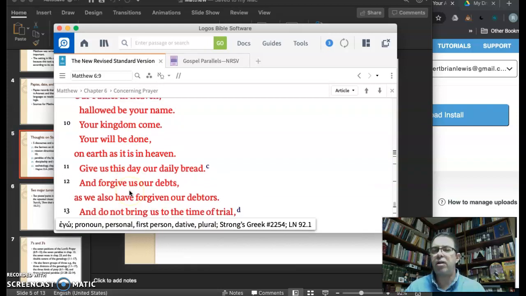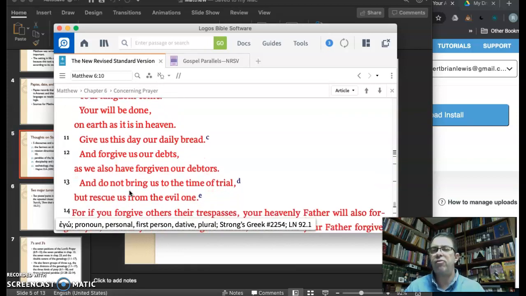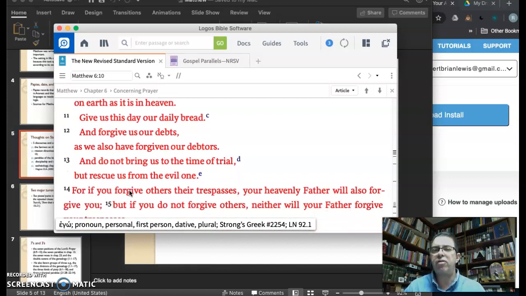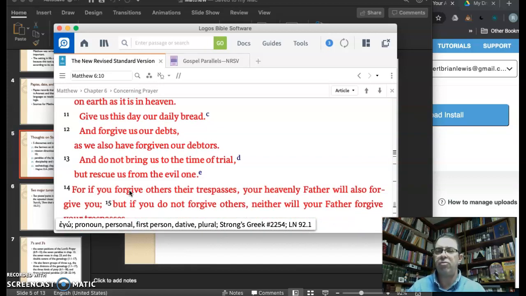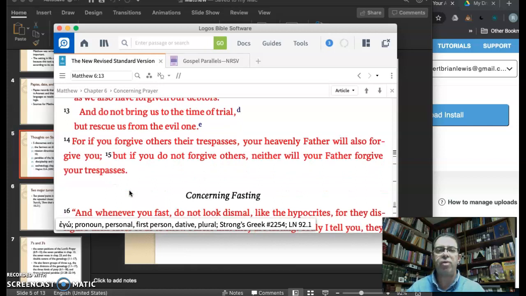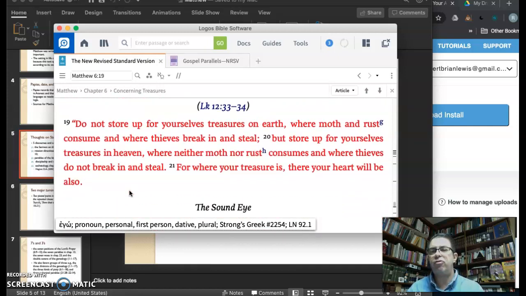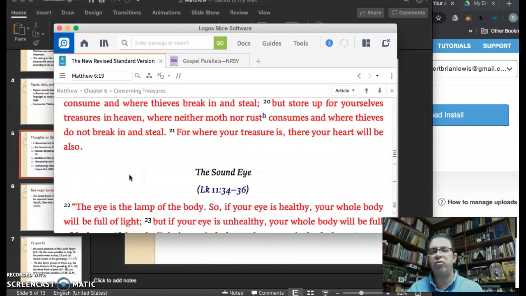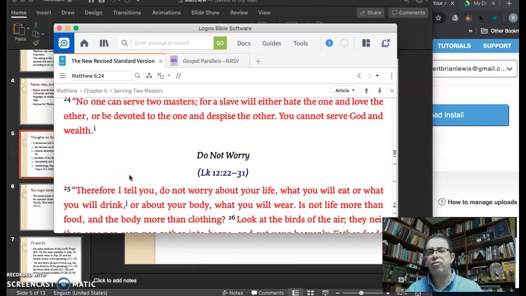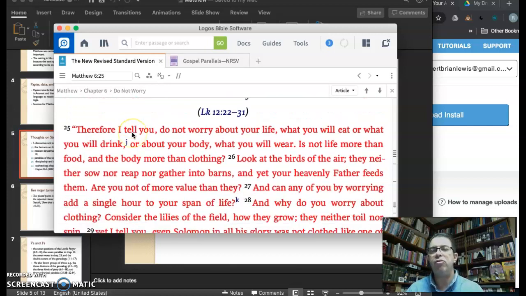Give us this day our daily bread. Forgive us our debts as we forgive our debtors. Do not bring us to the time of trial, but rescue us from the evil one. For if you forgive others their trespasses, your heavenly Father will also forgive you. Whenever you fast, do not look dismal like the hypocrites. And then here's, do not lay up for yourselves treasures on earth. Serving two masters, this is not a situation where you can do that.